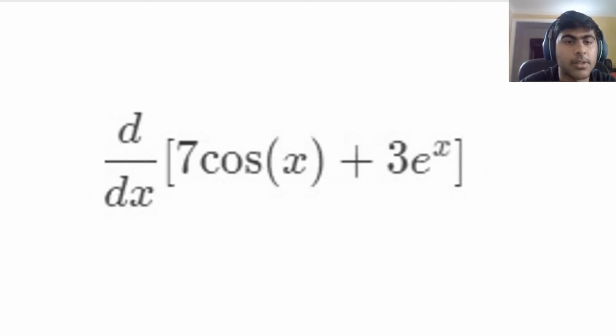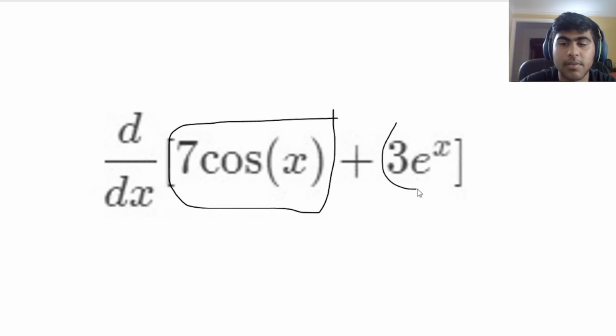Now we're adding two things, which doesn't matter. We can split it into the derivative of this part, and then add that to the derivative of this part. You can do that for addition and subtraction. You cannot do that for multiplication and division. That's why we have a product rule and a quotient rule. Addition and subtraction, though, completely fine.